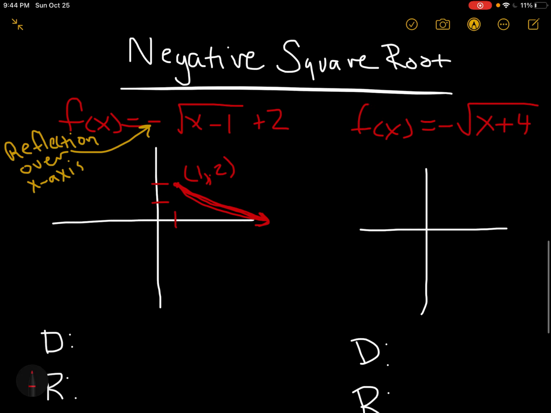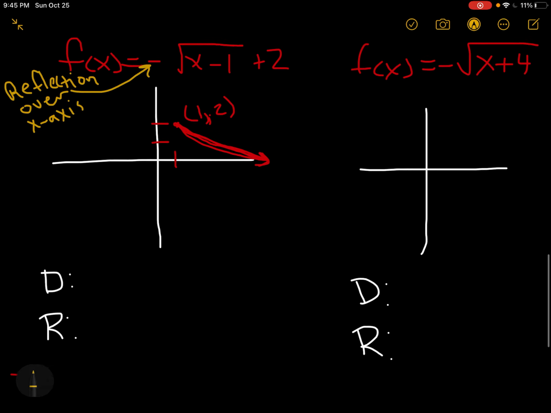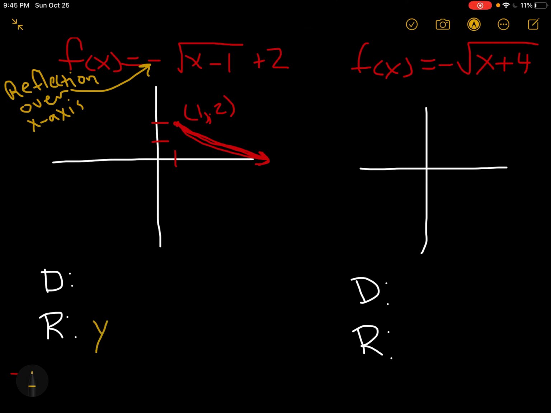And when I say it's going down, that's going to affect what happens here with my range. So we'll go ahead and start with the range for this example. My range, which refers to my y values, is going to be connected to this value right here of 2. But I notice that my value of 2 is actually the highest y value. My y values are going to start at 2 and go down. So the range is y less than or equal to positive 2.